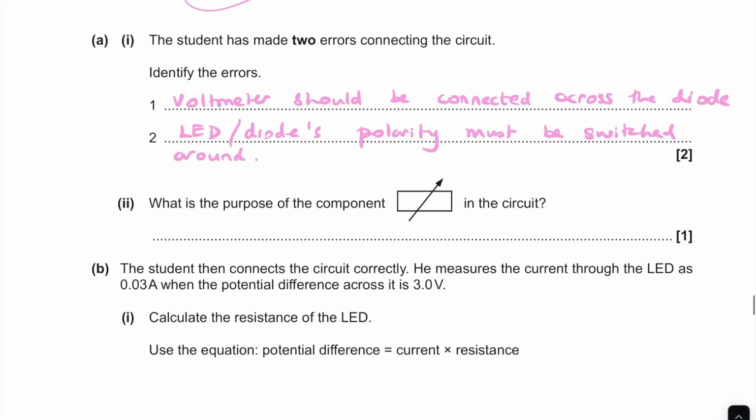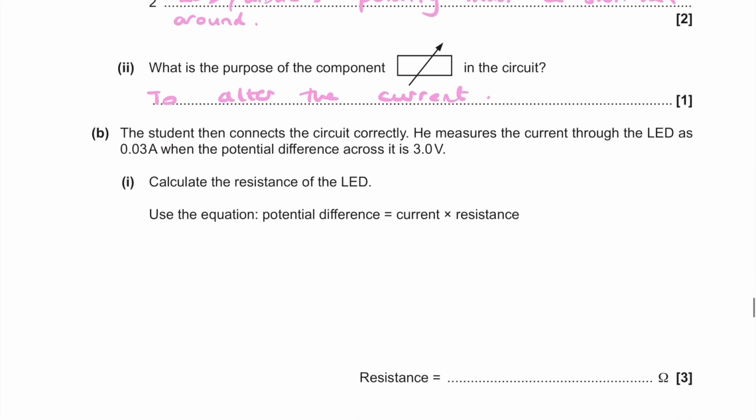Part II, what is the purpose of the component, that variable resistor? It is to alter the current. Part B. The student then connects the circuit correctly. He measures the current through the LED, which is 0.03 amps, and the potential difference is 3 volts. Calculate the resistance given this formula. R is V over I, and that is 3 divided by 0.03, which gives me 100 ohms as the answer.